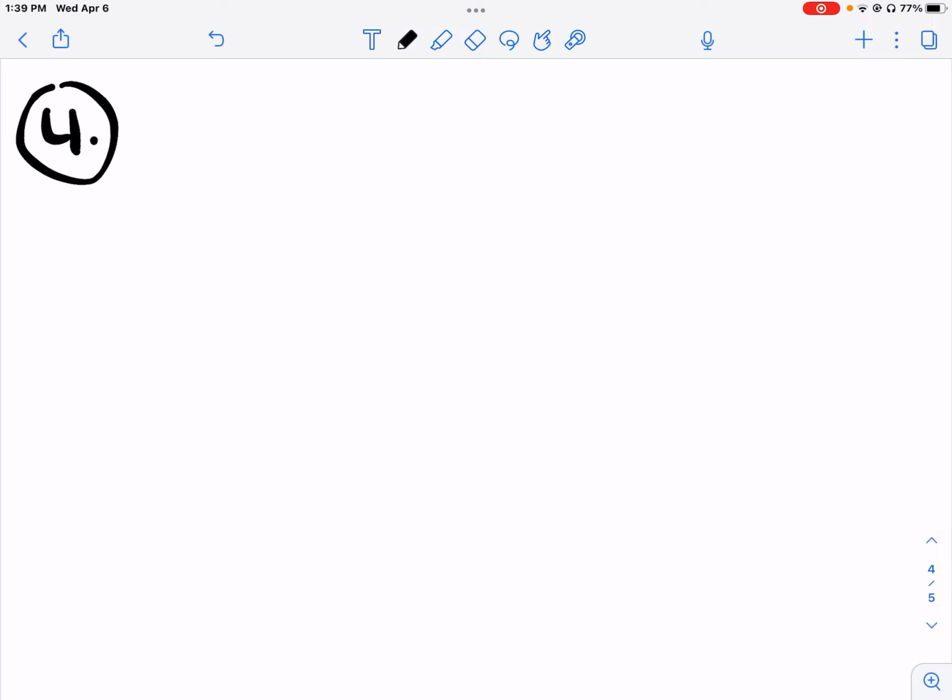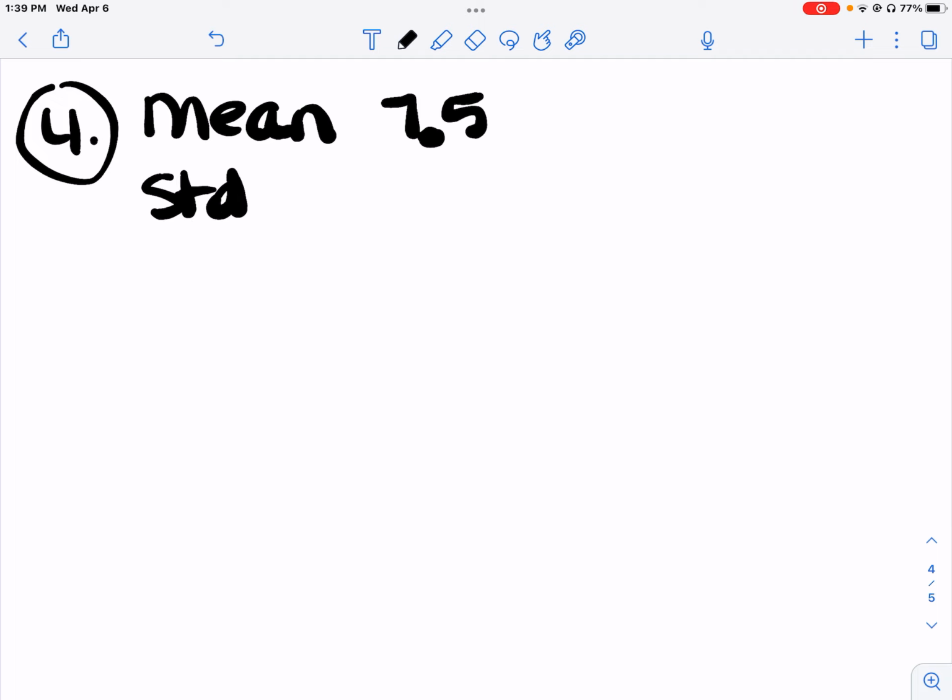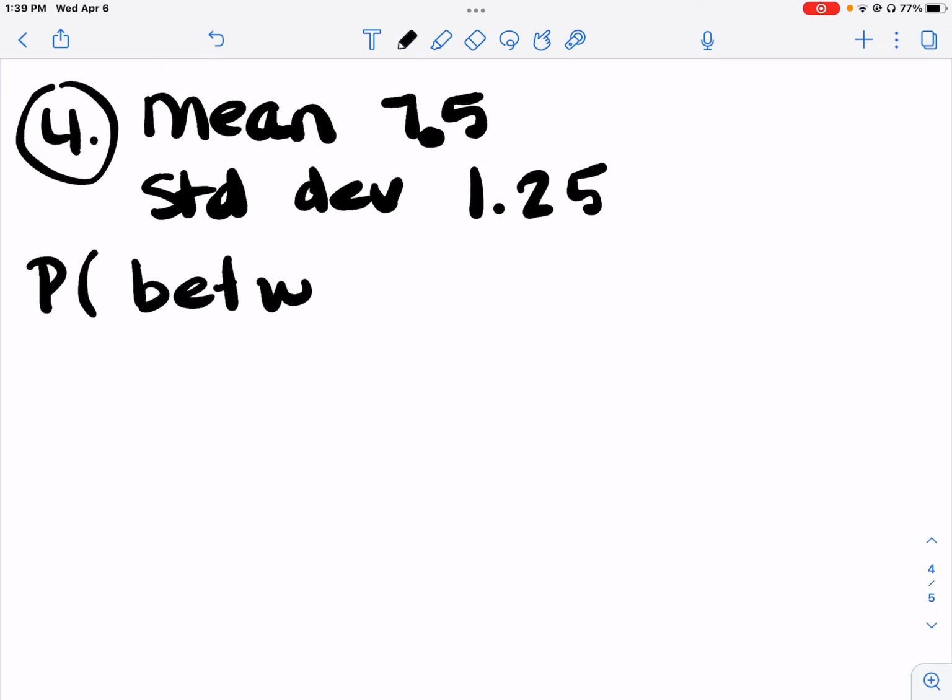Number 4, the area between two things. Okay, we're going to write down the mean, 7.5, standard deviation. Okay, remember on your physical piece of paper, circle those things. And then we're finding the probability that it's between two weights.